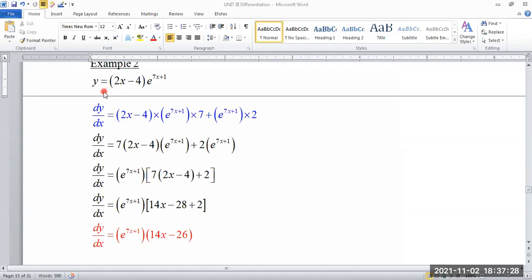The first times the differentiation of the second plus the second times the differentiation of the first. Watch me. I am calling one my first, one my second. So I'm calling this a first. So this is a first, I write it back, times the differentiation of the second.